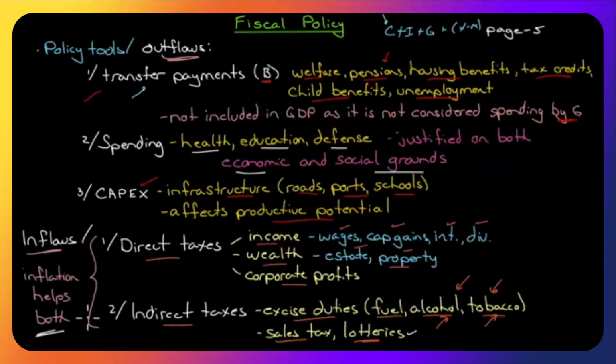Inflation helps both of these. With inflation, you have wage inflation. With wage inflation, your incomes go up. So if you're paying 30% of your income in tax and you make more income, that 30% ends up being a bigger number. So a government can always increase its revenue through inflation and increase its tax revenue without increasing its tax rates.